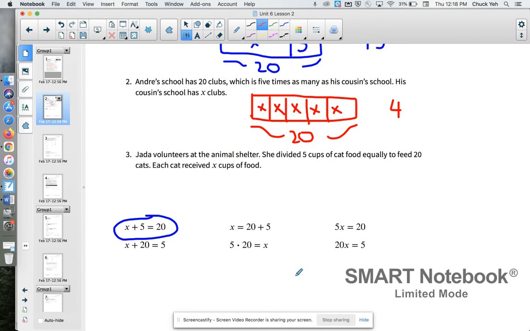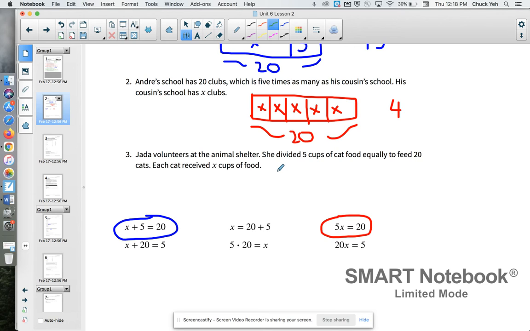Pause it. When you're ready, unpause it. What do you think? Yep, it's this one. Jada volunteers at the animal shelter. She divided 5 cups of cat food equally to feed 20 cats. Each cat received X cups of food. She divided 5 cups of cat food for 20.